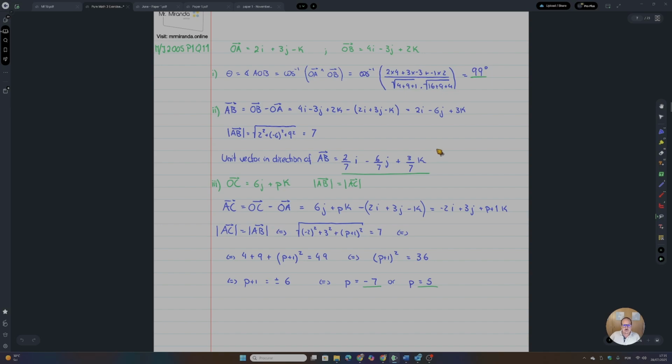And then find the unit vector in the direction of AB. You first need to get the vector AB in component form. So that's OB minus OA. So do all of this minus that. This is what you'll get. Get the modulus of the vector, which is 7. Then the unit vector in the direction of AB is going to be each one of these components divided by the modulus. And now question 3.